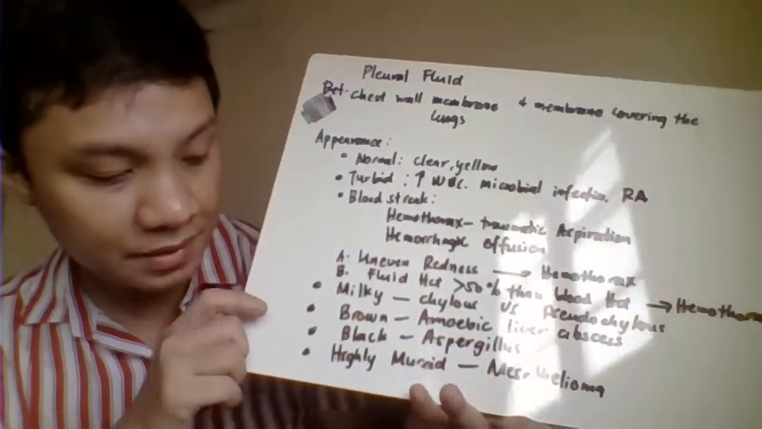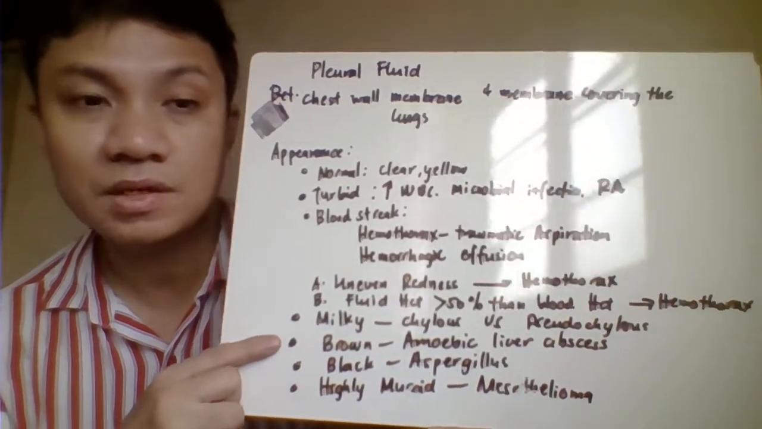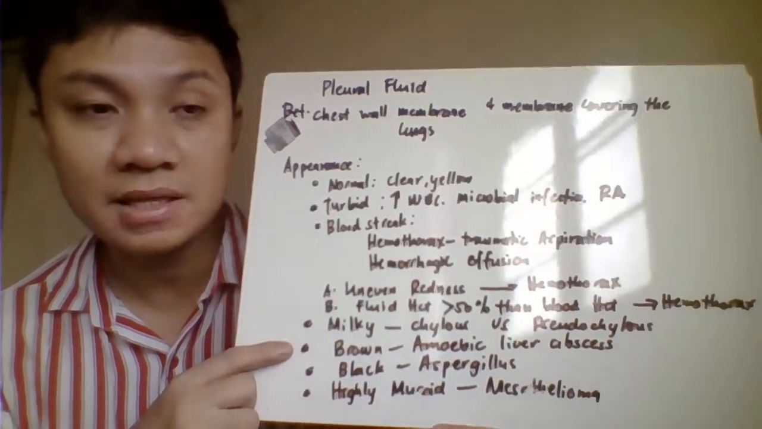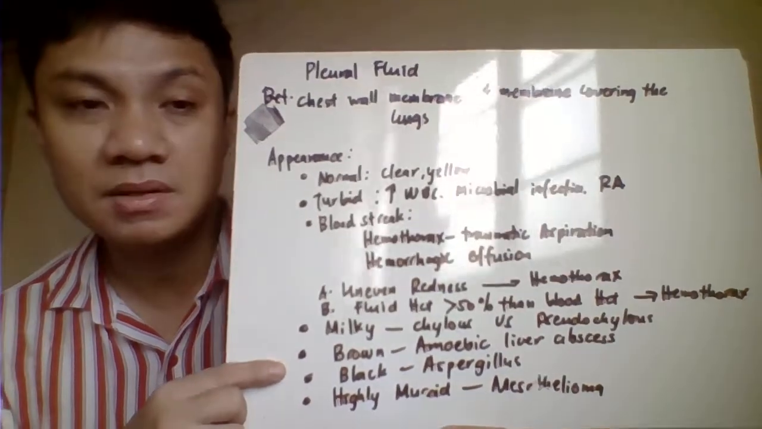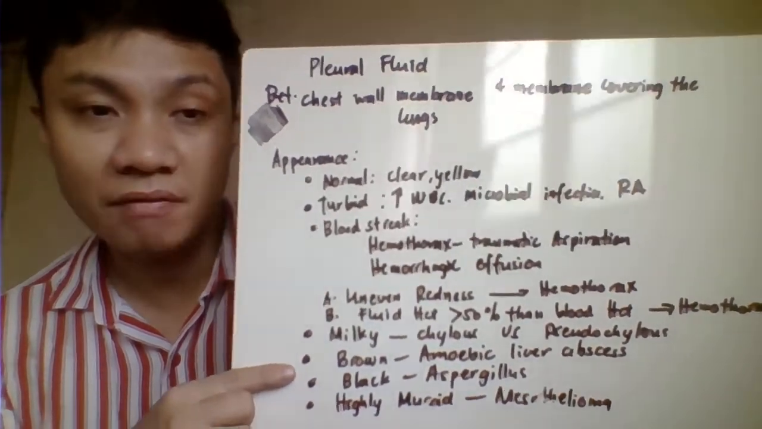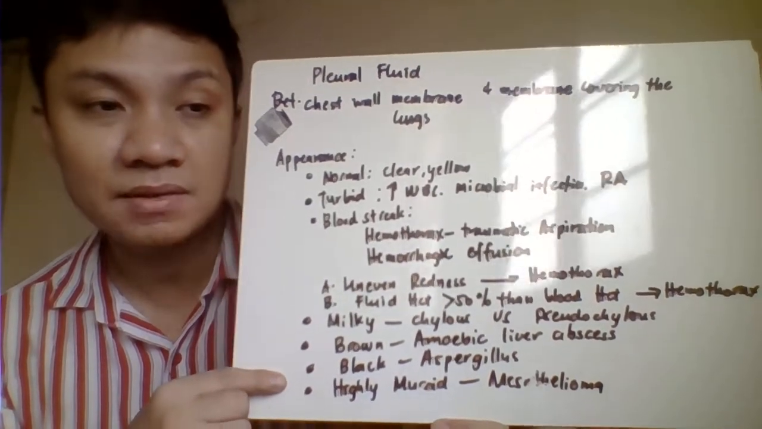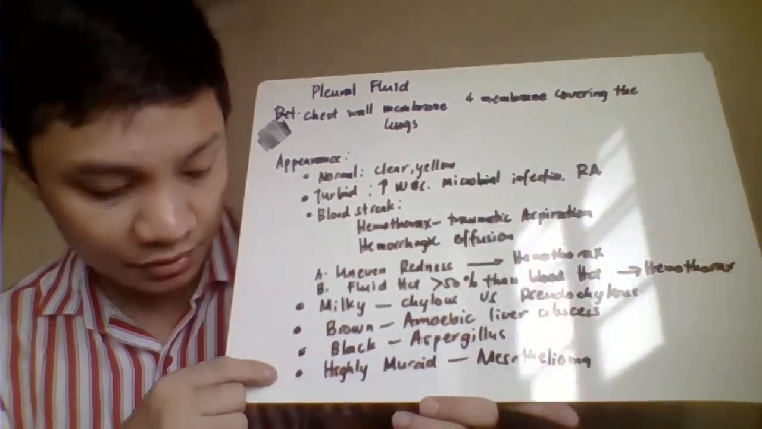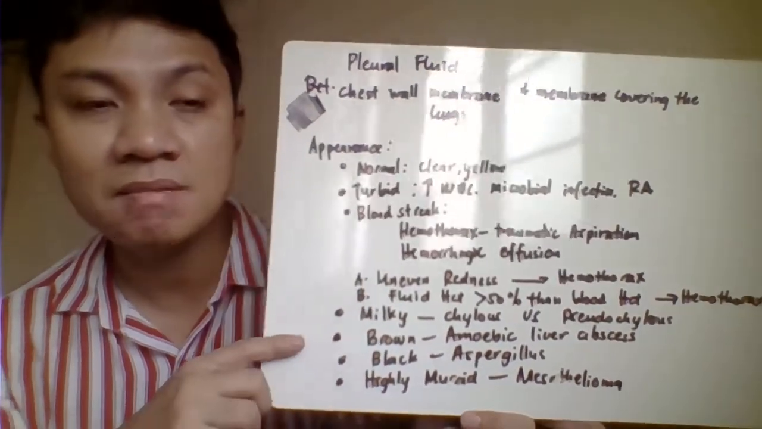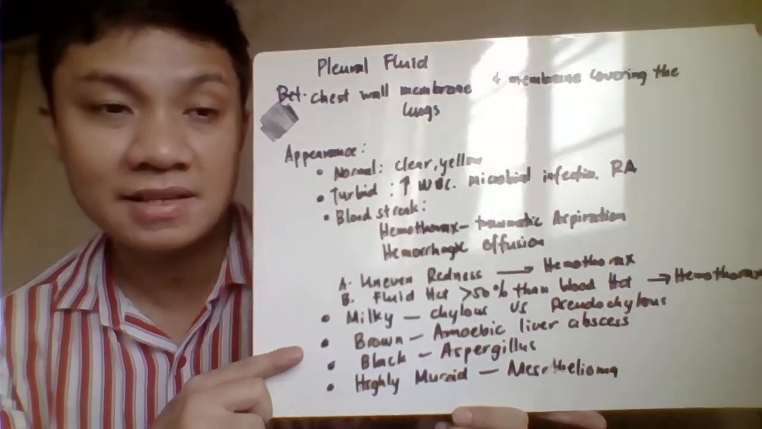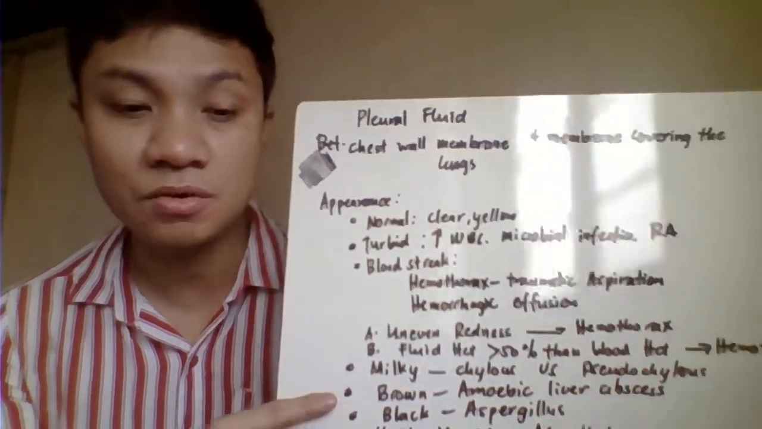Okay, we go back here with some other appearances. You could also encounter a specimen which is brown in color, and that is related to amoebic liver abscess. We also have the black specimen related to Aspergillus infection. Or you could also encounter a highly mucoid or highly viscous specimen. That highly viscous specimen is due to increased hyaluronic acid related to mesothelioma, which is a malignant condition.